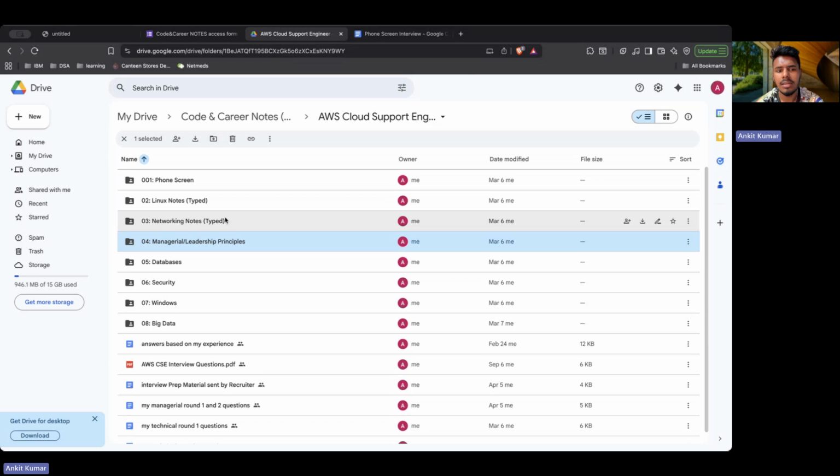In some specific domain-related cloud support engineer roles, they can ask you more on database or security or Windows or big data, like many kinds of specific roles. For those also, I have given notes here. Otherwise, these three will cover everything: Linux, networking, and managerial rounds.